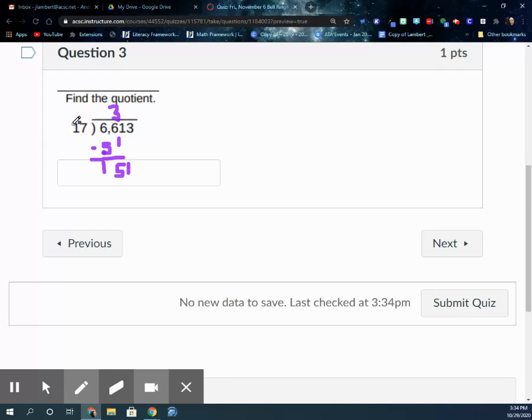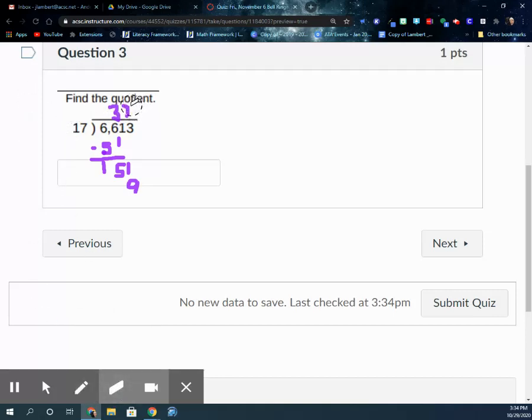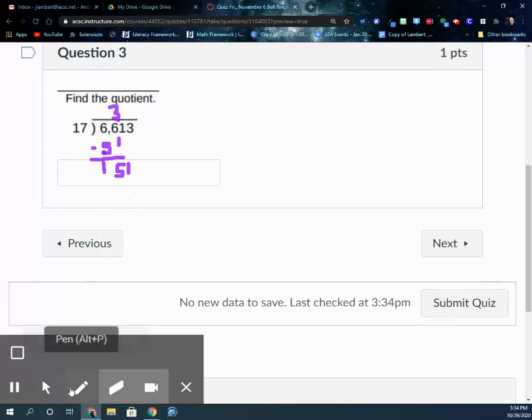151, 17, let's see. I'm going to say at least 7, if not 8 times. Let's try 7 times. 7 times 7 is 49. Carry our 4 up. Oh, it's going to be too small. I happen to know because my next digit's only going to be a 1. And that means I'm going to have 40 some left over, which is way too small. So I'll need to move on to a new digit.